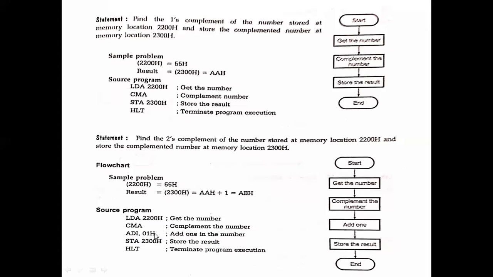And after doing that, it will add 0, 1 to the content of the accumulator, and the result will be stored in the accumulator. So after the third instruction, after the third line is executed, the accumulator will have the 2's complement of the number. And then we will store the result from the accumulator to 2300, and stop the program. In this way, the 1's complement and the 2's complement of the number can be found out.